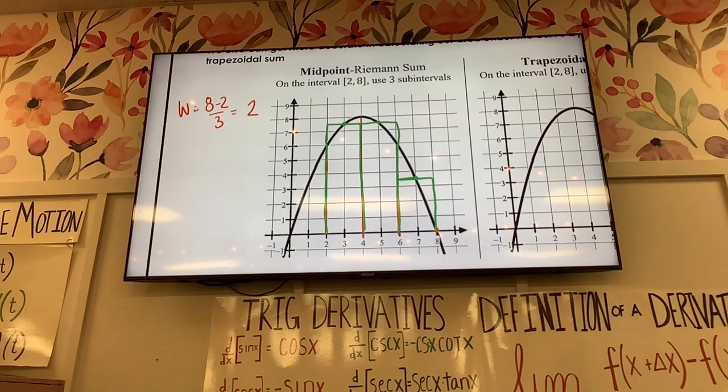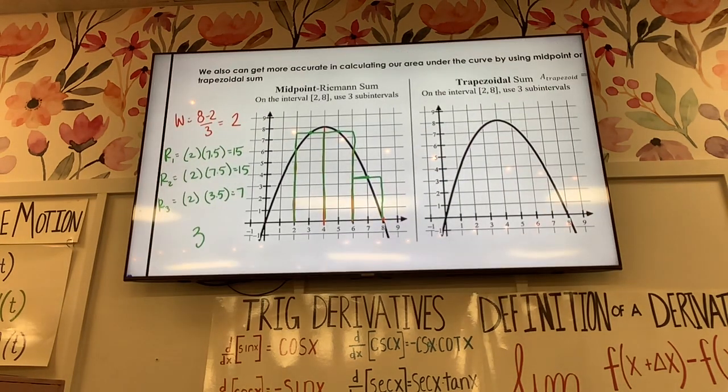All right, so we're going to total up the rectangles here. The first rectangle has base 2 and height of about 7.5, which is 15. Rectangle 2 is the same thing, base 2, height of 7.5, which is 15. And rectangle 3 is base 2 with a height of 3.5, which is 7. And so when you add all of that together, you get 37.